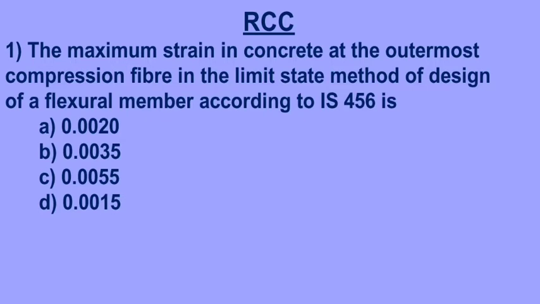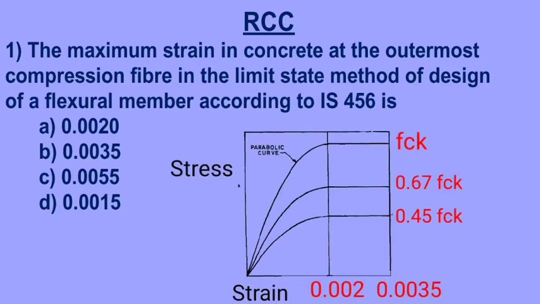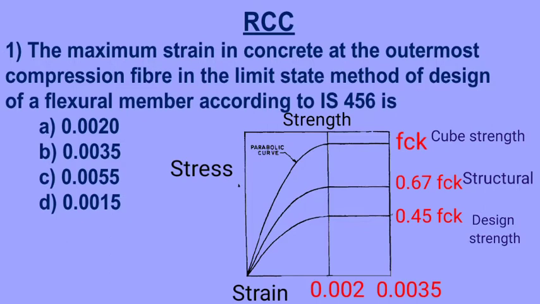So first of all, for answering these types of questions, we have to know the concepts of concrete design. The curve is a combination of parabola and rectangle. Strength of concrete in a structural member will be 33% less than the cube strength due to the size and slenderness effect. So we assume only 67%, 0.67 fck. Why are you assuming 67%? The actual strength on the site will be 33% less than the concrete cube strength due to the size and slenderness effect. So we are assuming 0.67 fck.